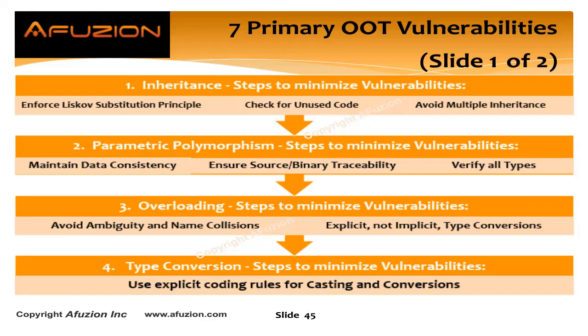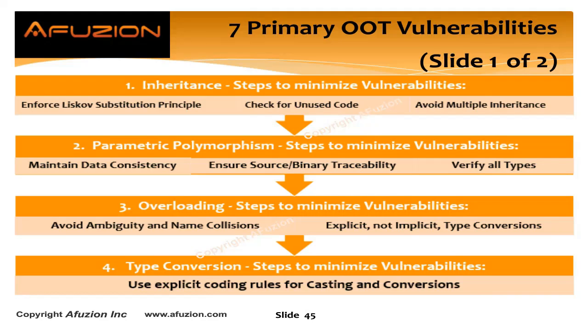Number 3, overloading. I love overloading. Imagine if all of my children had the same name. It would be very efficient, but a little confusing. Well, that's the challenge with overloading. We need to avoid that ambiguity. So, make sure we have coding rules to avoid ambiguity and name collision. Use explicit, not implicit, type conversions.